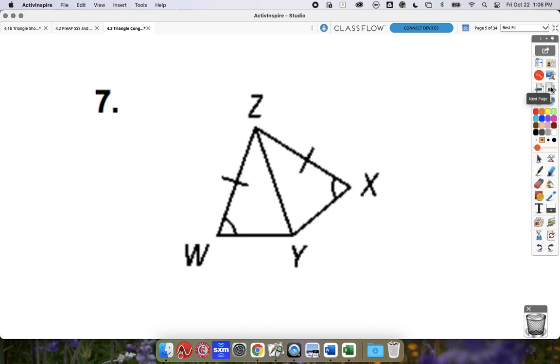Side angle. No. No. Yeah, it's side angle. It's ASS. See how you could make side angle side out of that if you put the letters in the wrong order? Yes. But this A is not between the S's. So the A would have to be right here for it to work. Otherwise, right now it doesn't work.